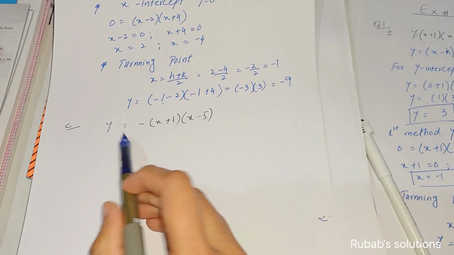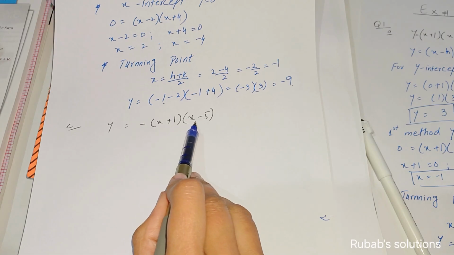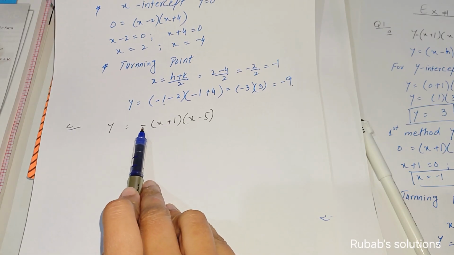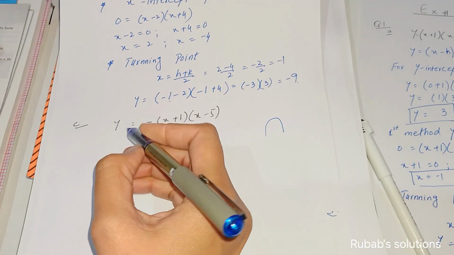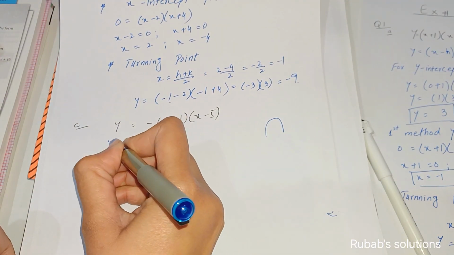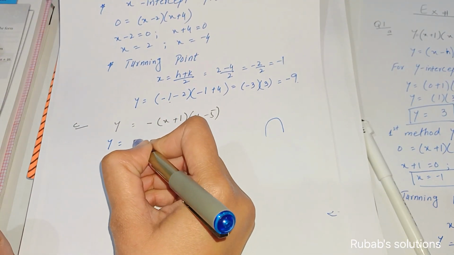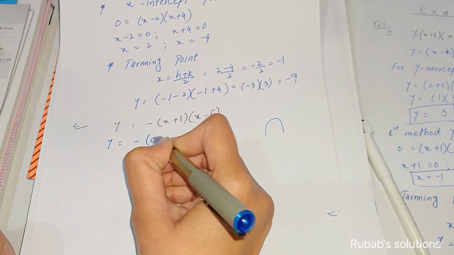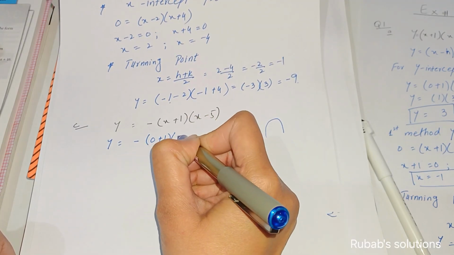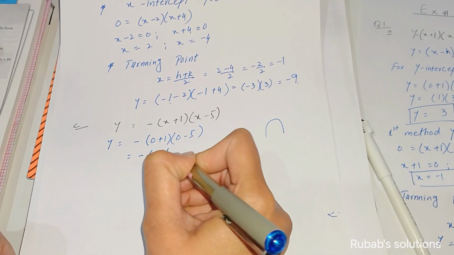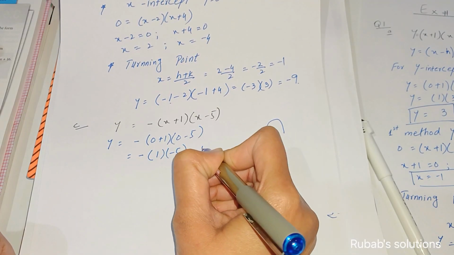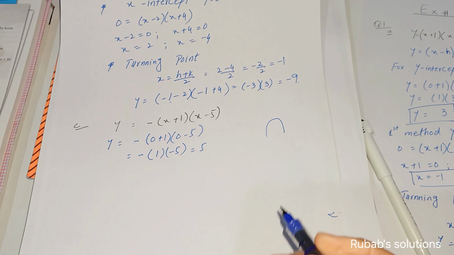Okay, part C is y is equal to minus x plus 1 and x minus 5. That means due to this minus sign, the graph will be upside down like this. So for y-intercept, I have to put x as 0. So it will be equal to minus x is 0 plus 1, and from here it is 0 minus 5. So from here it is minus 1 and minus 5. So minus minus plus, y-intercept is plus 5.